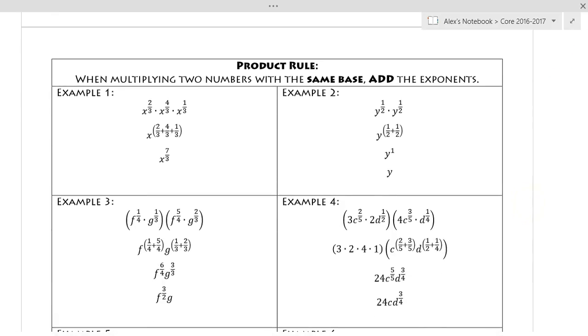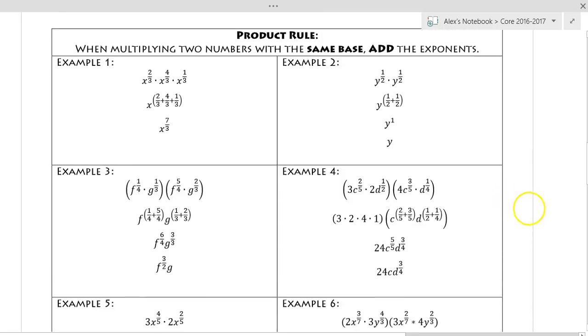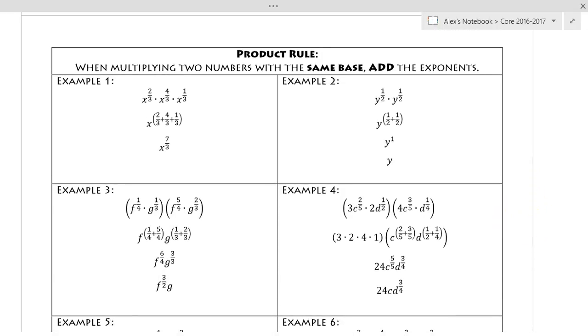Alright, now that you've done those 2 problems, we're going to move to our next rule, which is the product rule. And the product rule talks about multiplying 2 numbers with the same base. Now, I don't care if their exponent is the same. They only have to have the same base. Their exponent can be different, and their coefficient can be different. When I do that, I add the exponents.